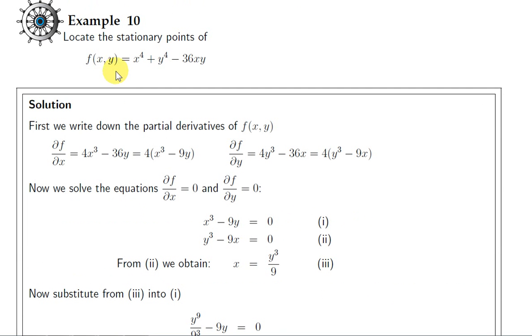Let's take this example. F of x comma y is x to the 4 plus y to the 4 minus 36xy. We get the partial derivatives, so we differentiate this with respect to x. X to the 4 becomes 4x cubed, y to the 4 disappears, y is treated as a constant. Y is treated as a constant here, so we have minus 36y times x. So differentiating with respect to x, we just get minus 36y.